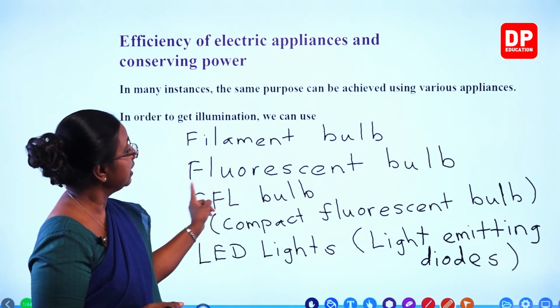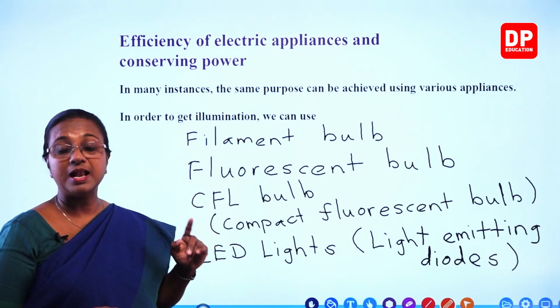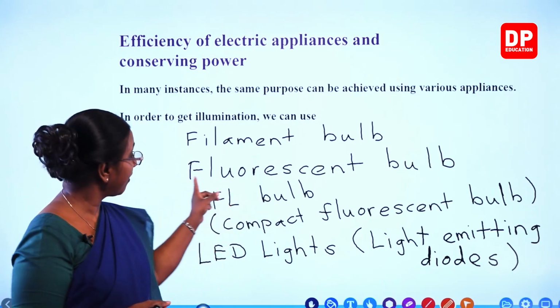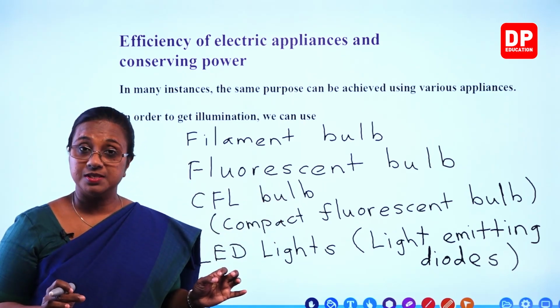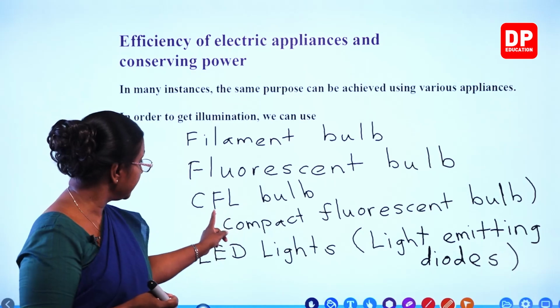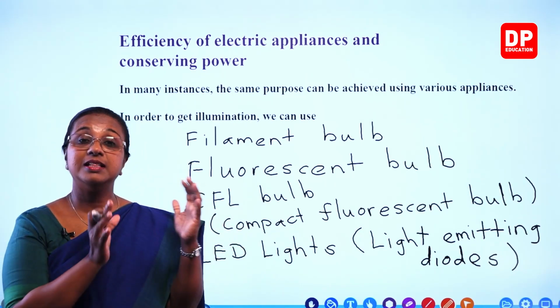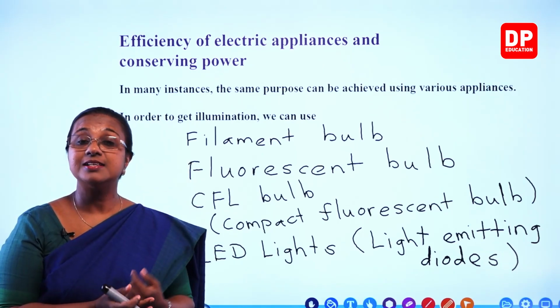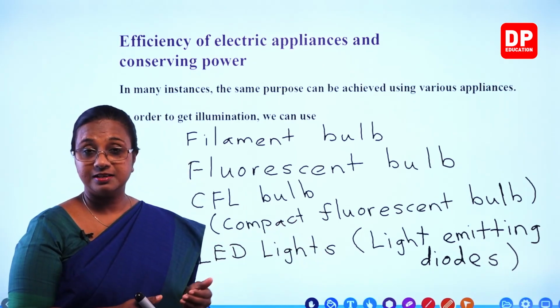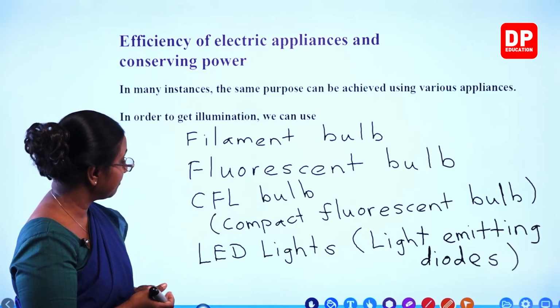Then CFL is also a type of fluorescent bulb, but it's compact. Normal fluorescent bulbs are referred to those tube lights, the tube bulbs, which are long. But CFLs are compact. They need a smaller space. You have seen them, the coil-like structure. We'll be looking at the diagrams after this. So that's a CFL bulb.